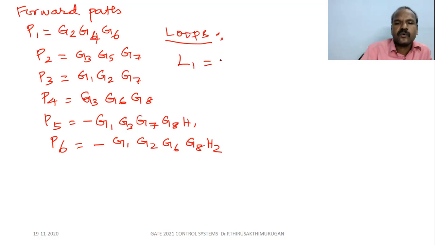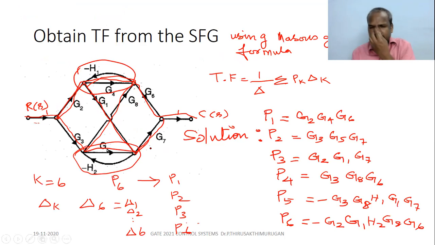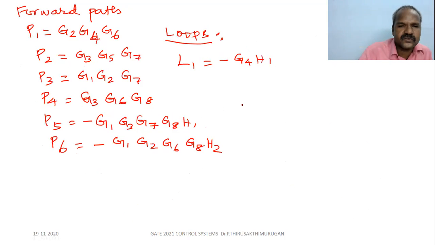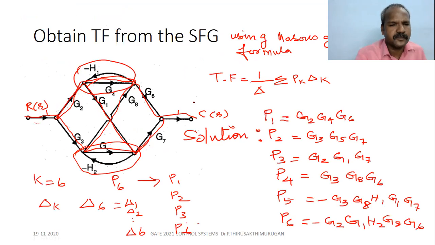L1 equal to minus G4 H1. See, this is one loop. Similarly, you can have another loop here. So G5 H2, minus G5 H2. So L2 equal to minus G5 H2.